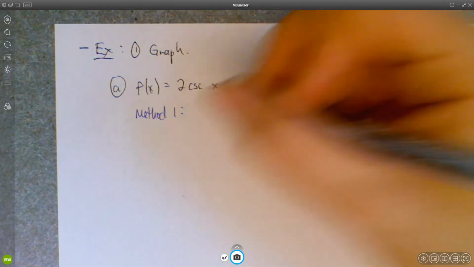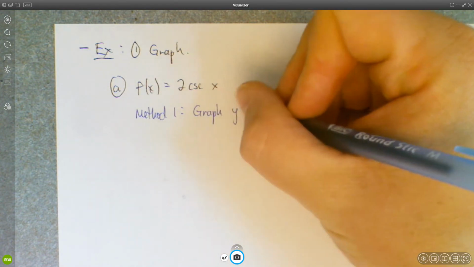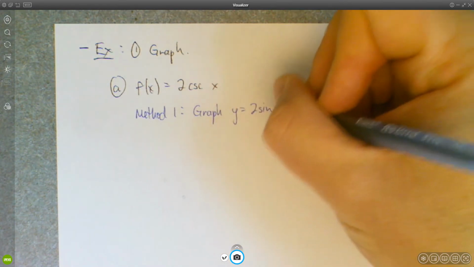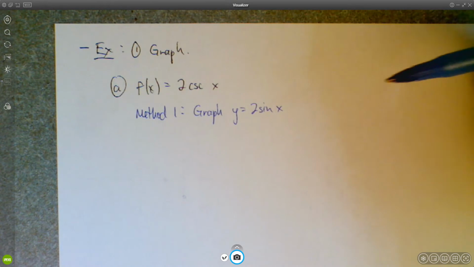would be to graph y equals 2 sine x, right? Just change out the cosecant for a sine. Graph this thing first, and then you'll have a good idea what the cosecant function looks like.